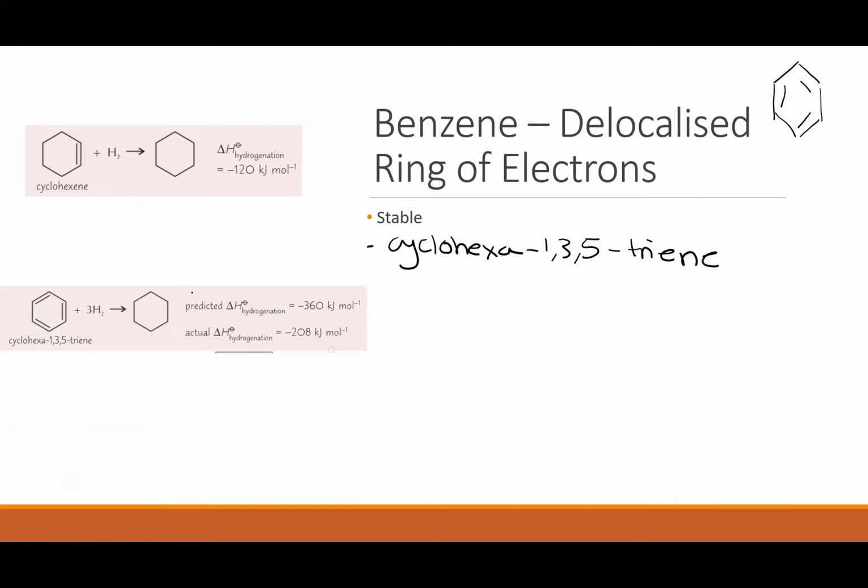So if we predicted that, we'd say it would have minus 360 kilojoules per mole hydrogenation. But the experimental enthalpy of hydrogenation of benzene is actually minus 208 kilojoules per mole. So it is far less exothermic than expected. So it's less exothermic than we were expecting it to be.